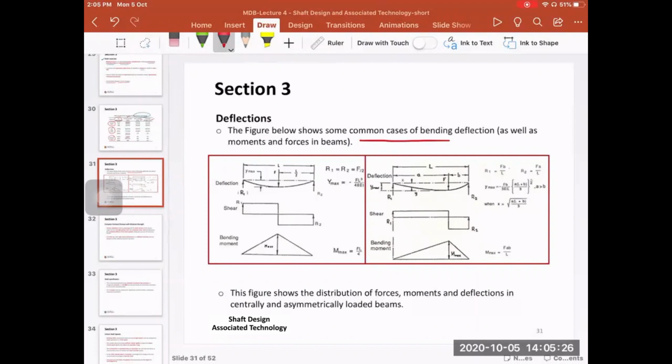On the left-hand side here, we have a very simple case where we have a shaft with a concentrated load F in the middle, with reaction forces R1 and R2. The reaction forces here, guys, are at the location of the bearings. So we need to think differently about this graph. Assume that this is your shaft, with one bearing on the left and another bearing on the right.